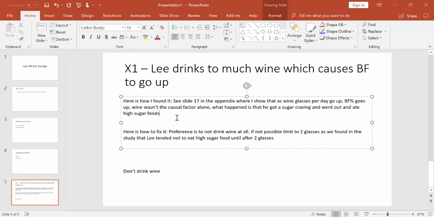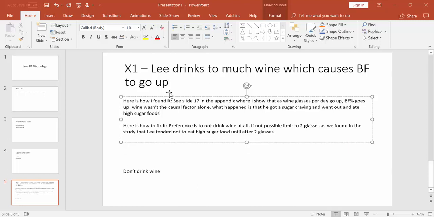And I'm telling you, I've studied myself long enough, this is the case. After a couple glasses of wine, I just get this incredible craving for sugary foods. So it's one thing to say it, but then also, I'm just going to add to this action plan. It's one thing to say don't drink wine, but the real solution is how do you do that?